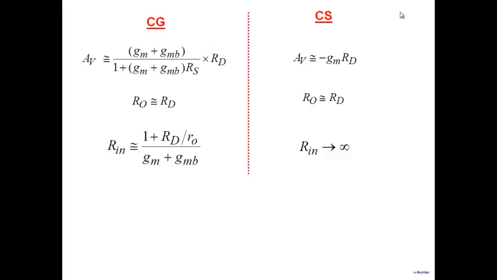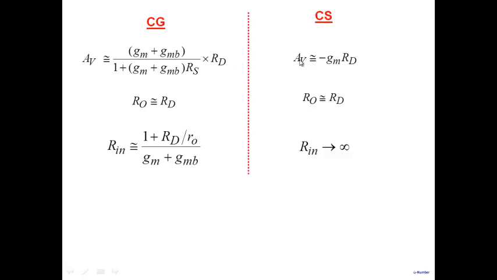So if I compare common source and common gate for a moment, AV for a common source was minus GM RD, R0 was RD, and Rin was practically infinity here. AV for this is (GM plus GMB) over (1 plus (GM plus GMB) RS), times RD here. R0 is RD here. Rin is 1 by (GM plus GMB) here. So if I compare the two, note that if RS is small, the denominator is practically close to 1, and AV then is basically equal to (GM plus GMB) RD. GMB is smaller than GM, so the gains of both of them are comparable.